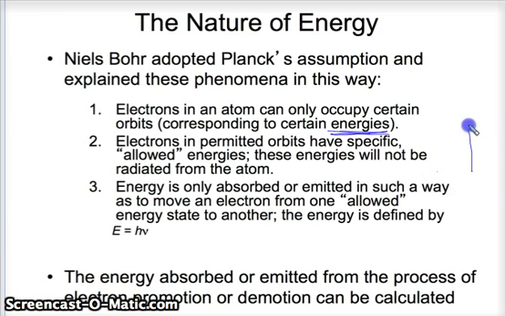Second thing is to keep in mind that electrons that are in these permitted orbitals have certain energies, and increasing energy moves the electron further from the nucleus. So if we see increasing energy, that electron's moved further and further away from the nucleus. And the other thing that's real important here is energy can be absorbed or emitted by that electron.